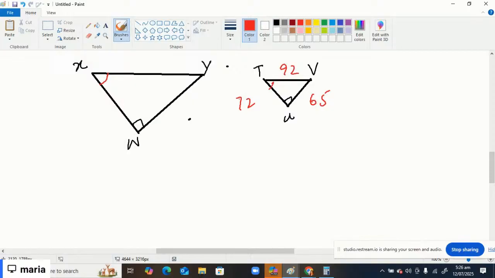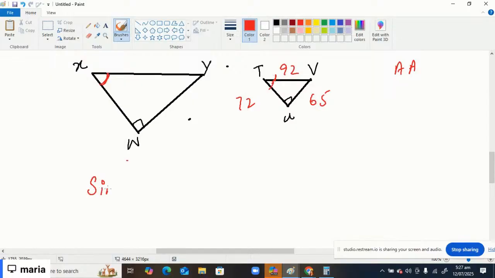Angle X and angle T are equal, since angles with matching arcs are congruent. Now angle W and angle U are equal because right angles are equal. So by the angle similarity theorem, we can say that the corresponding side lengths are proportional because two angles are equal. This angle arc is equal to this arc. Now we can find the sine.